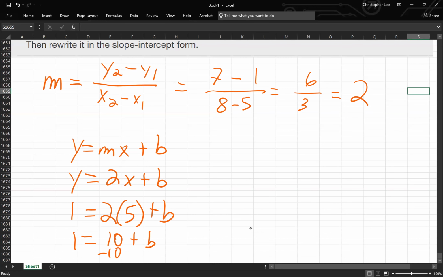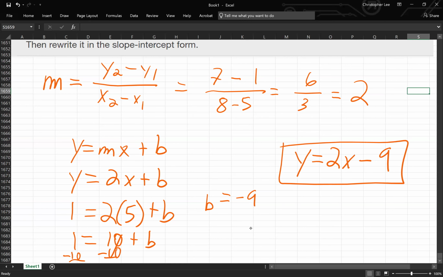I'm going to subtract 10 from here. I do to one side, do to the other. So I have b is equal to -9. Let's rewrite this. My final answer, y is equal to 2x minus 9. And that's my answer. Questions on that, anybody?